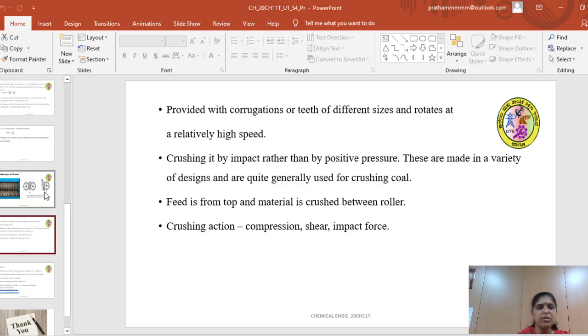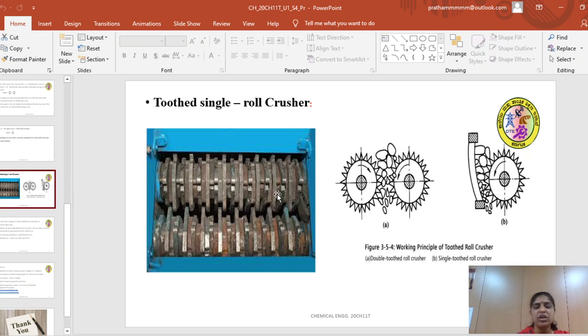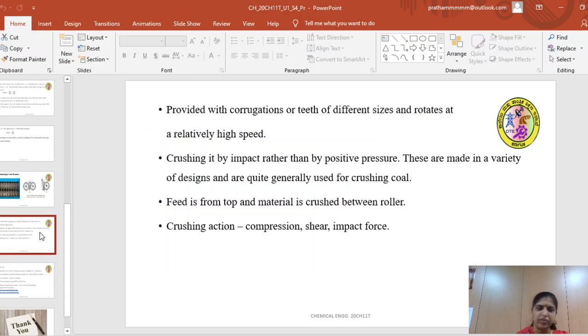And especially it is basically used for the crushing of coal material. So for hard material we will go with a tooth roll crusher. When it is compared with the smooth roll crusher, it rotates at a relatively higher speed. I hope you are understanding the explanation.